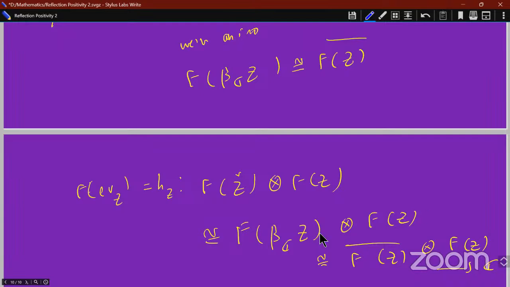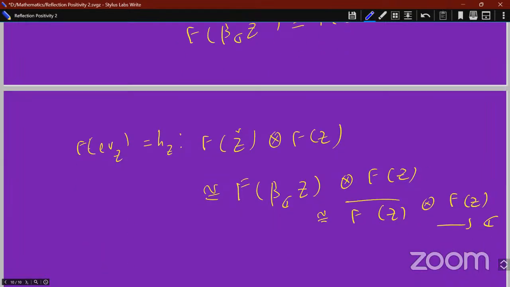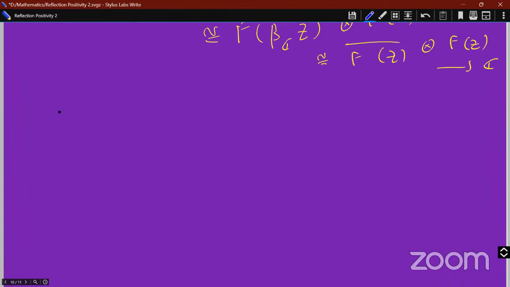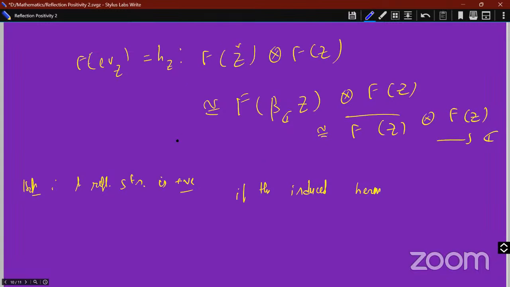So now I can talk about what it means for a reflection structure to be positive. I will talk about positivity in detail for extended topological field theories in the next step. But what does it mean for a reflection structure to be positive? So, definition. A reflection structure is positive if the induced Hermitian form that we got, say H set, is positive definite for all bordisms.